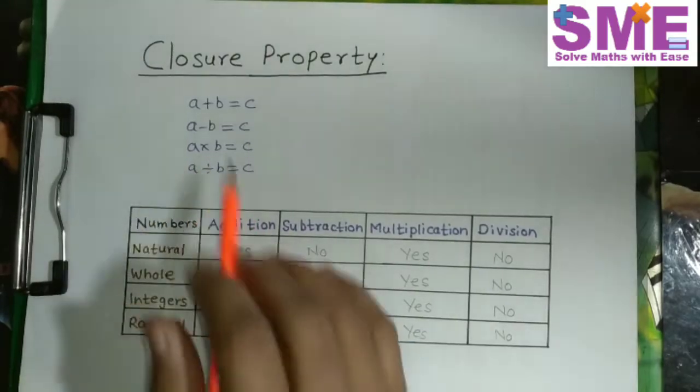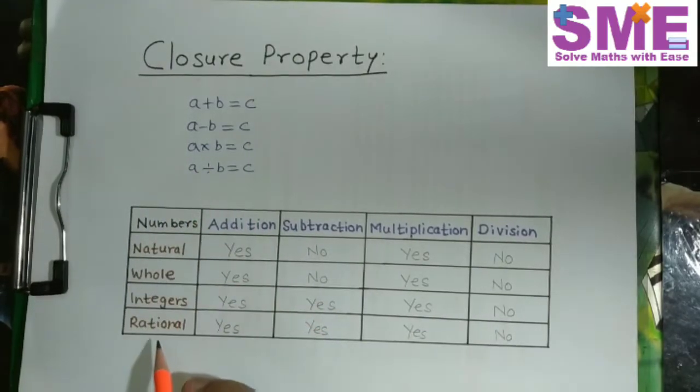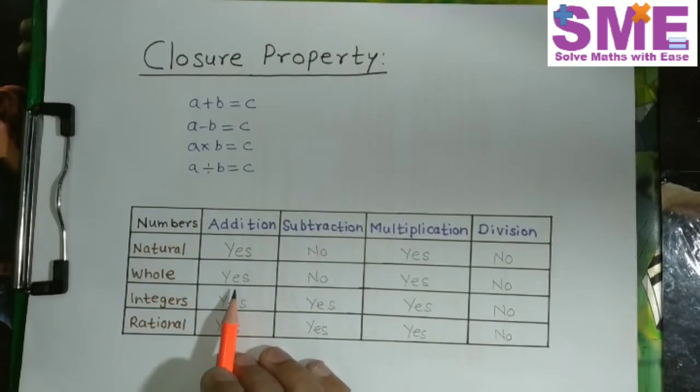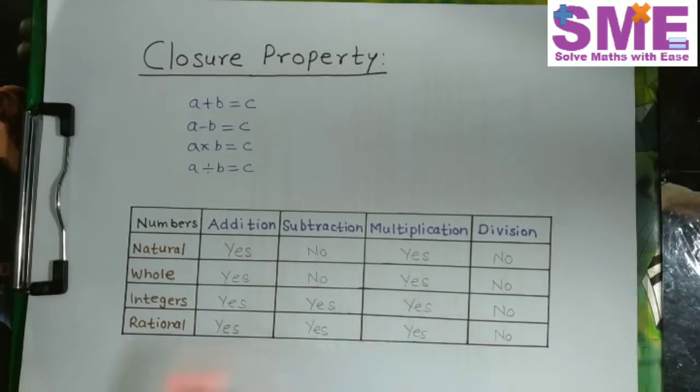Similarly, if we perform these operations on other types of numbers, we will find that whole numbers are closed under addition and multiplication. Integers are closed under addition, subtraction, and multiplication. And rational numbers are closed under addition, subtraction, and multiplication.